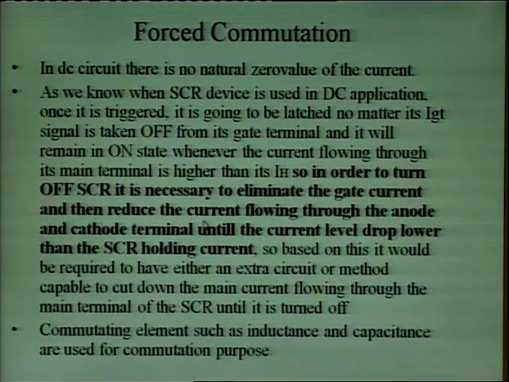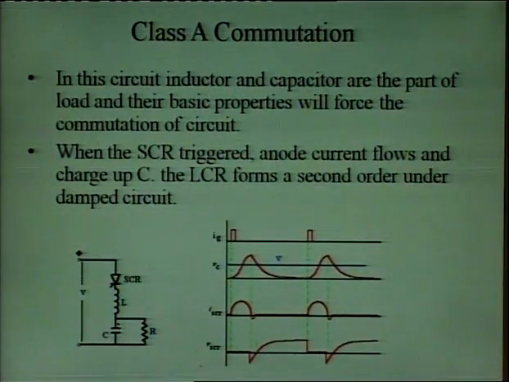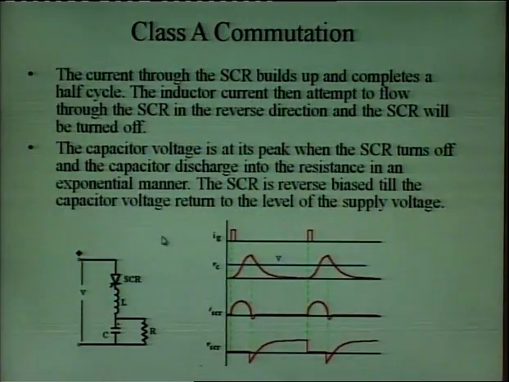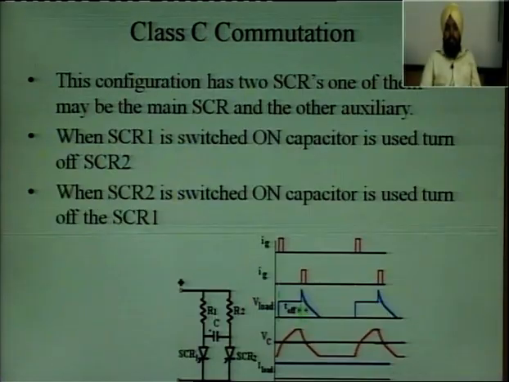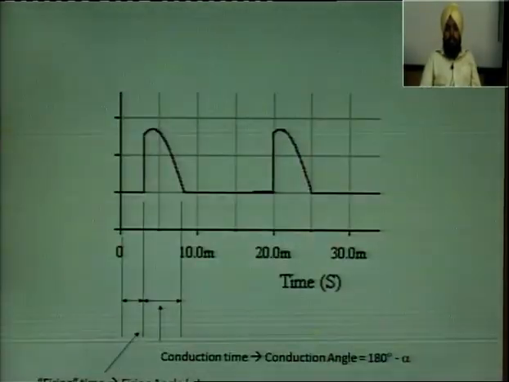And next is forced commutation. In forced commutation, some external means are required to turn off the SCR. Where DC supply is given to the SCR, we use forced commutation. There are types of commutation: class A, class B, class C and class D.